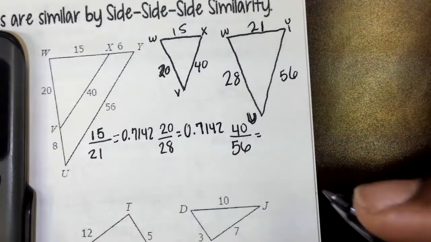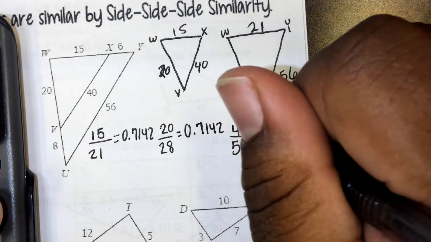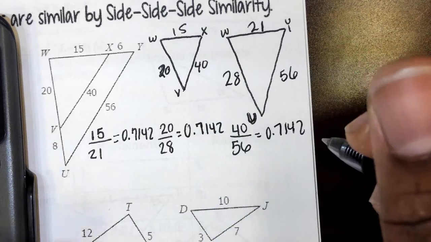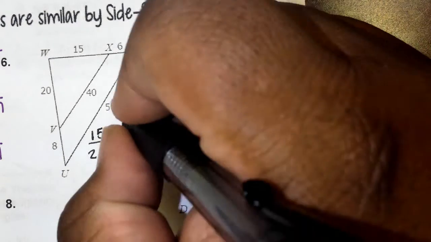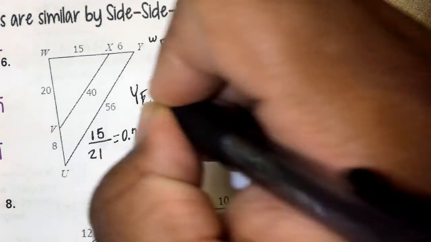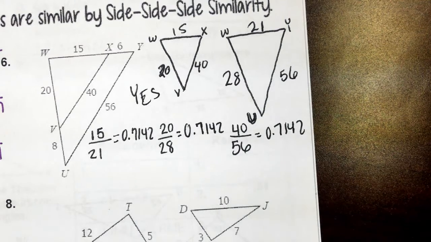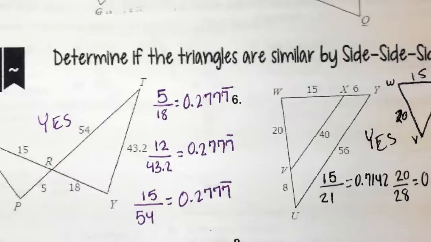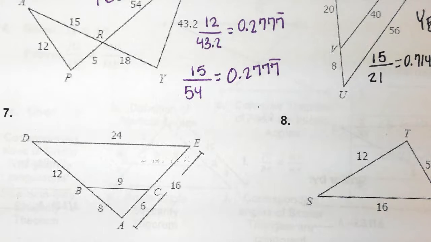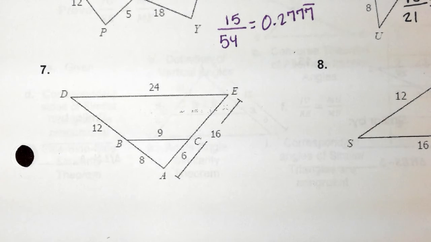Yeah, and so if you calculate all three, you're going to get the same thing on all three, which means this is side similarity. So this is a yes. Same thing on number 7, but I want y'all to do that one. Number 7, split it if you need to. If you feel confident without splitting, you don't have to. But if you need to, do what I just did on the last one. Split the triangles, label them, and then set up my ratios and tell me.